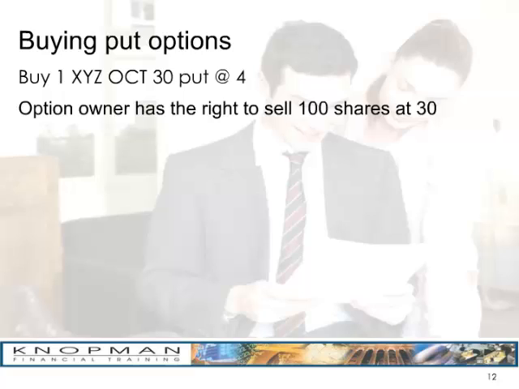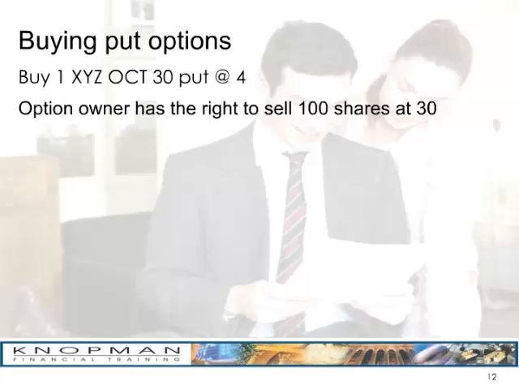And finally, for this unit, let's do one example of buying put options. So let's say an investor buys 1 XYZ October 30 put at 4. A put option represents the right to sell the stock. So in this case, the investor has the right to sell stock for $30.